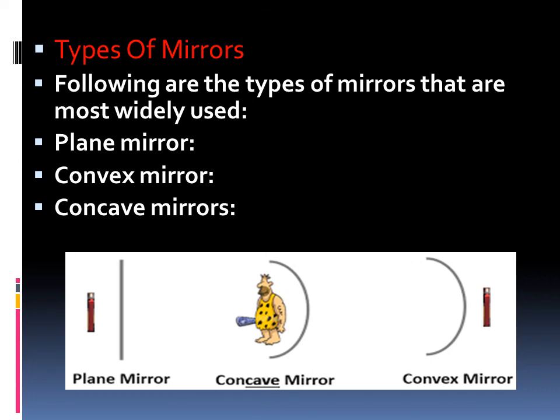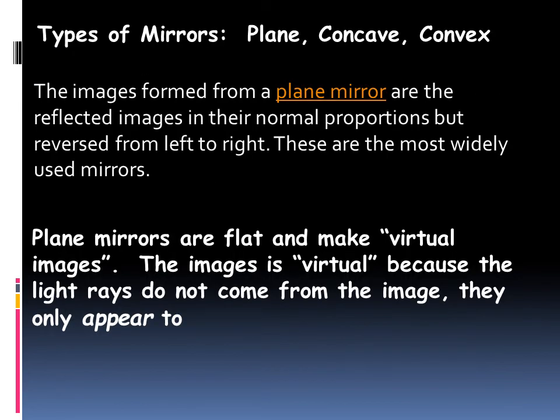There is a plane mirror here. An object, if it is in front, it is called plane mirror. Concave mirror: when the object is inside the curve of the mirror, it is called concave mirror. And at the exterior of the curve mirror, we can say it is a convex mirror. So types of mirror. Images formed from a plane mirror are reflected images in the normal proportion, but reversed from left to right.